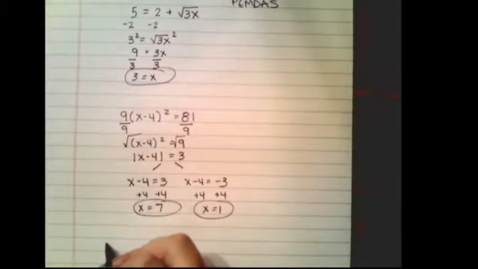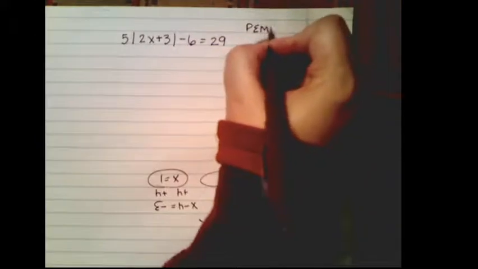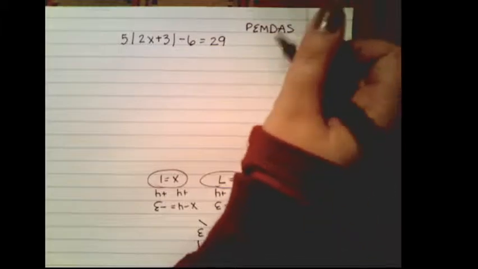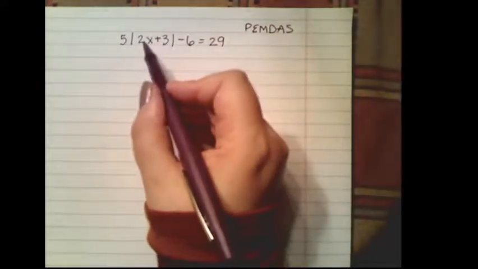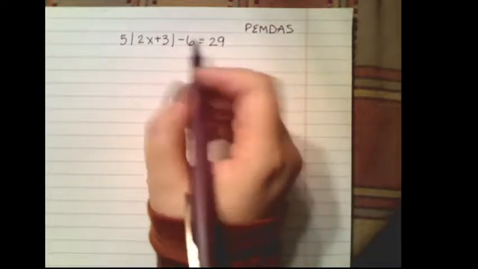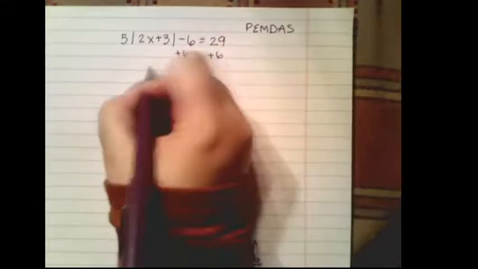So it is, I'm going to flip this around. 5 times absolute value of 2x plus 3 minus 6 equals 29. We still want the PEMDAS. So we want to get x by itself. So what do we need to get rid of first? The stuff that's not connected to x. So that means that minus 6. So let's get rid of it by adding 6.